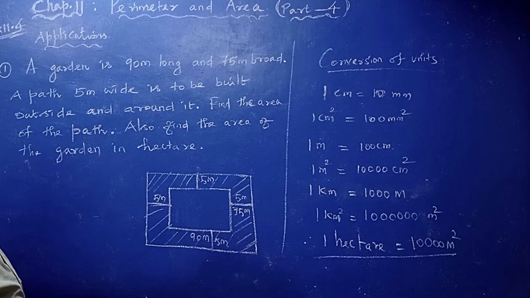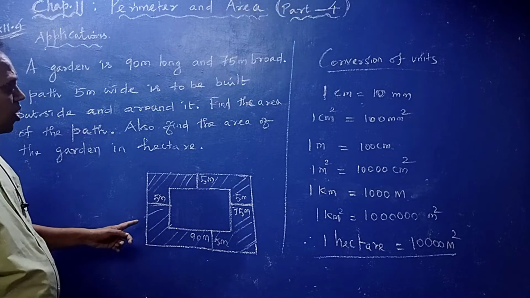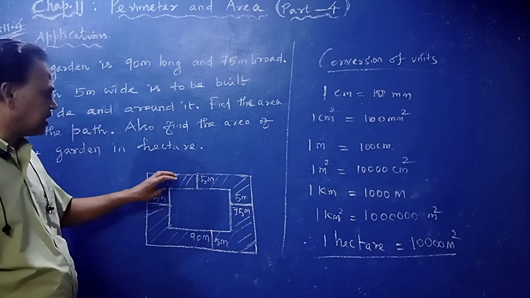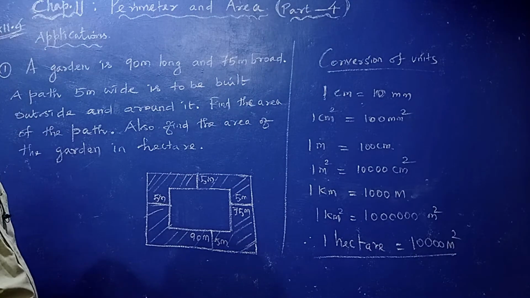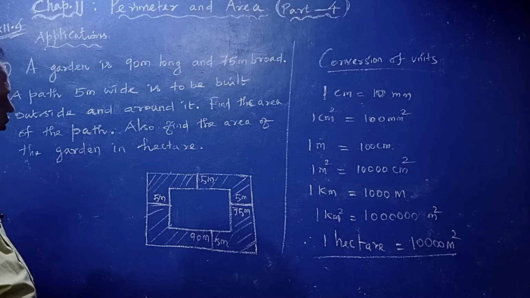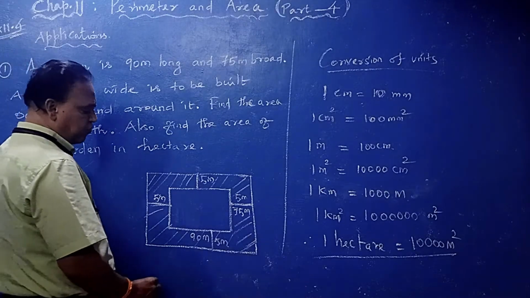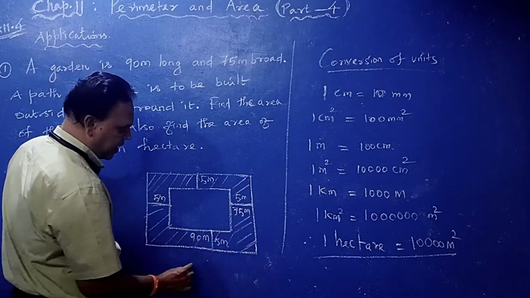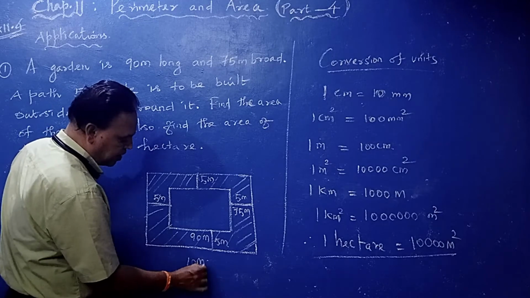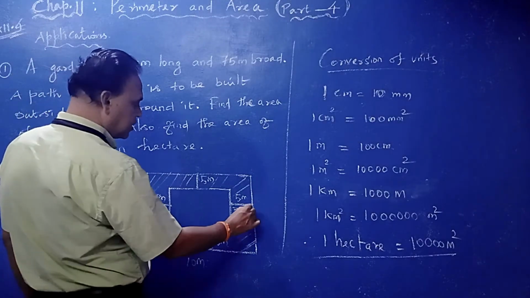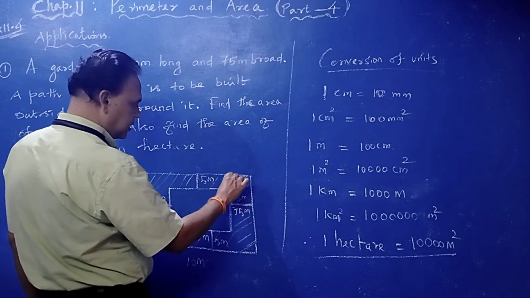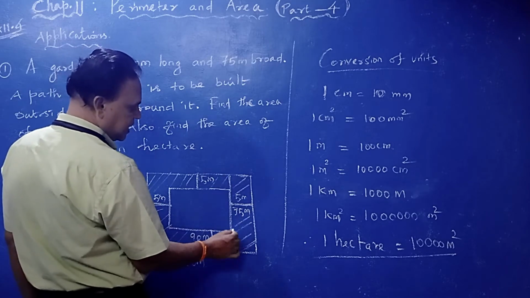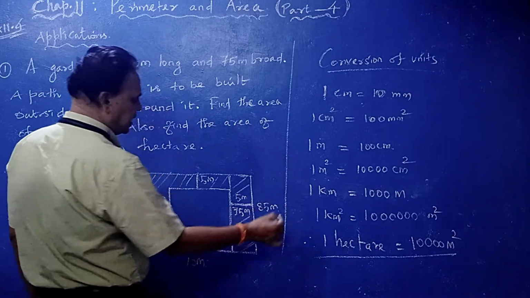Clear? Okay, we have to find out the area of the path. Area of path means bigger rectangle area minus smaller rectangle area. You subtract this, you will get the area of the path. So now what do you have to do here? This length you have to find out. This length is 100 meter, because this side 5 meter, this side 5 meter, you add, from here to here 100 meter. Bigger rectangle length is 100 meter. This one, this side 5, add this side 5, 75 plus 10 means 85. It will be 85, right?